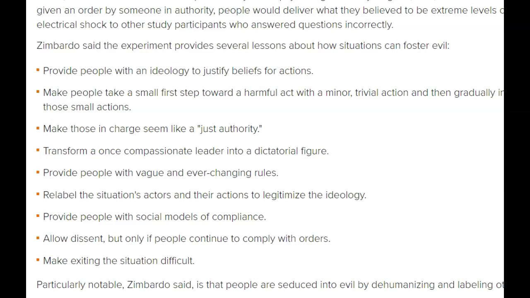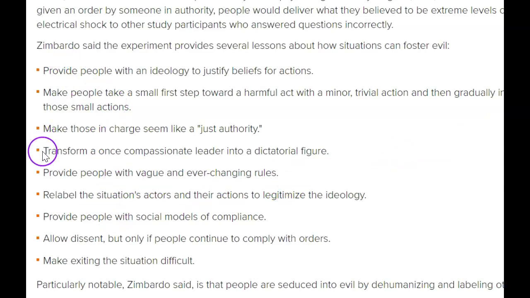It might apply to something, but I'm thinking back of a student who wrote an essay on Guantanamo and the way that the guards had become very animalistic. So that was one of the things he looked at, the torture thing. Make those in charge just seem like a just authority. And transform. Now, some of these, I'm going to pick 3 for the major sections of my essay.